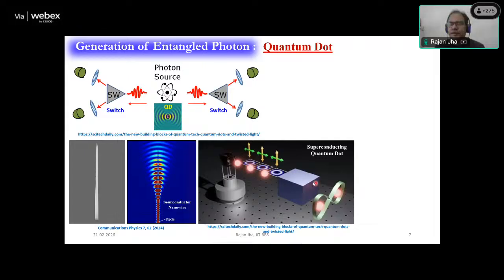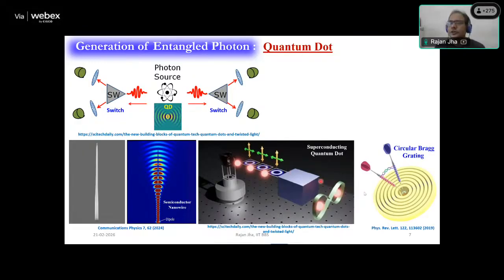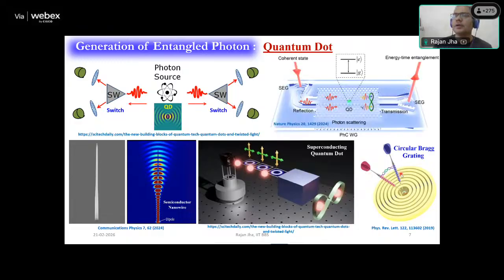Then another very interesting area is called superconducting quantum dots. People are trying to have the latest technology built using these superconducting quantum dots, where you can have both vertical polarization and horizontal polarization. And if you try to measure them, one collapses and you can measure the other. People have also used some circular Bragg grating based structure and then try to excite it, and it can be seen that these two are coupled.